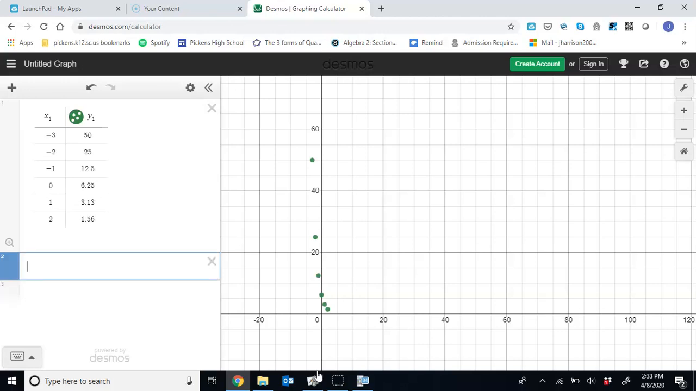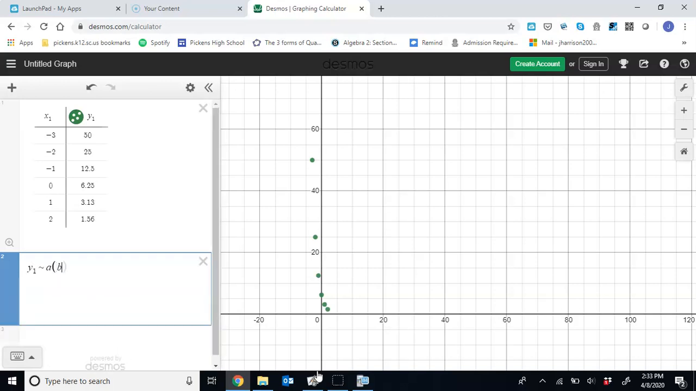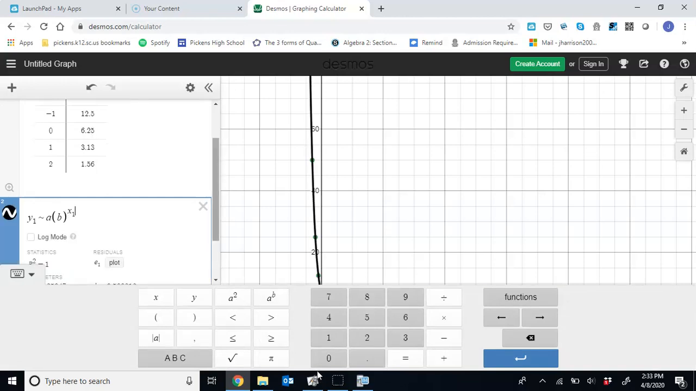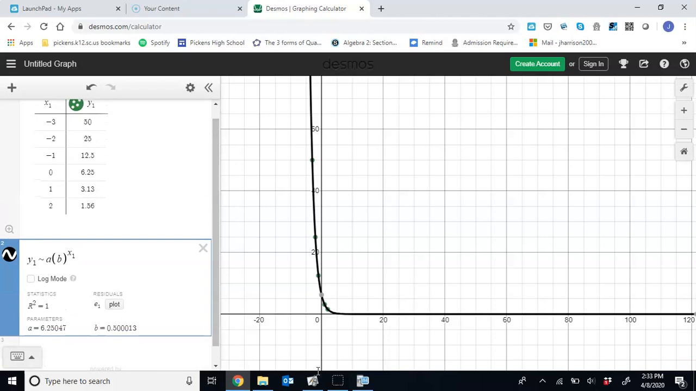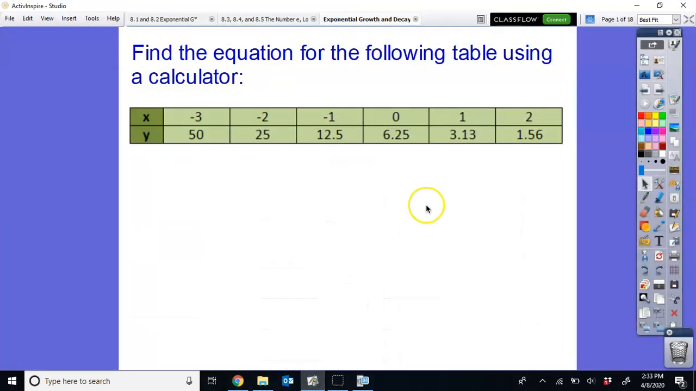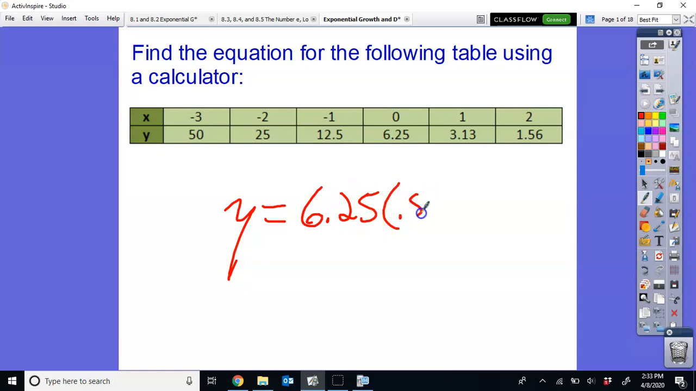So to find my equation, I go y1, and then I use my little approximation symbol, the little squiggly. A times b raised to the x power. So I'm going to click on the little keyboard and raise it to the power of x1. And it's going to tell me what my b value is, about 0.500, and that should make sense. They're basically cutting in half every time. And 6.25 is my a. So my equation would be y equals 6.25 times 0.5 raised to the x power.